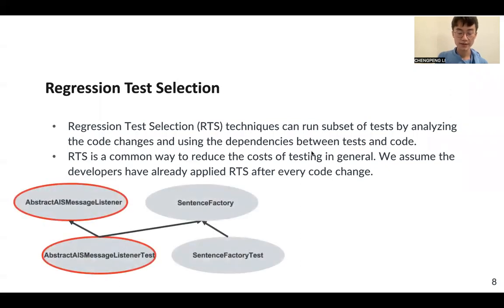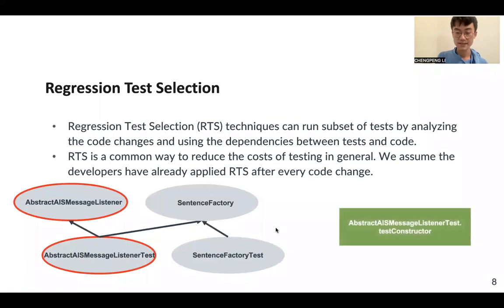In this example, at this commit, the class AbstractAISMessageListener and the test class AbstractAISMessageListenerTest were changed, and the test class AbstractAISMessageListenerTest depends on the class AbstractAISMessageListener. The RTS technique will only select the test class AbstractAISMessageListenerTest. It is the victim test class. If we only select the tests in the victim test class, we cannot find the failing order. Thus, we need to conduct additional analysis to include the polluter test class as well.